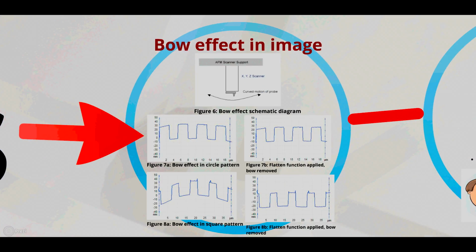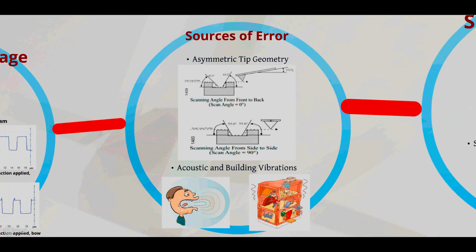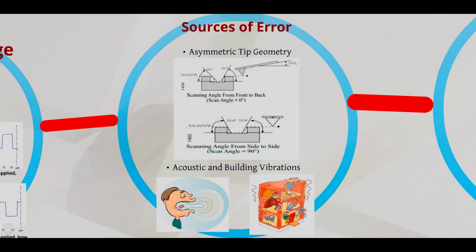First, I will talk about bowing effects. Measurements of the depth, width, pitch, and diameter of the circular and square features can be analyzed after applying a second-order flattening function to remove the bowing effects. Bowing effects are caused by the piezoelectric scanner as they normally move in a curved motion over a sample surface.